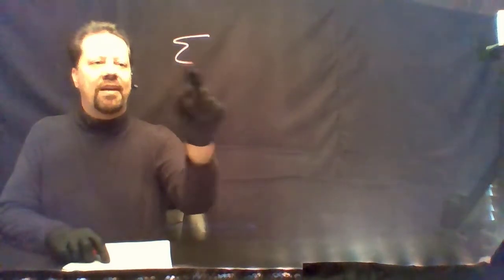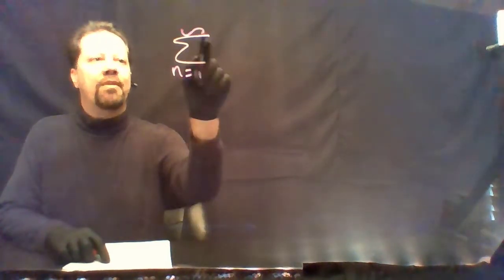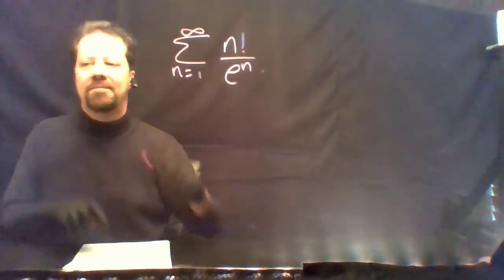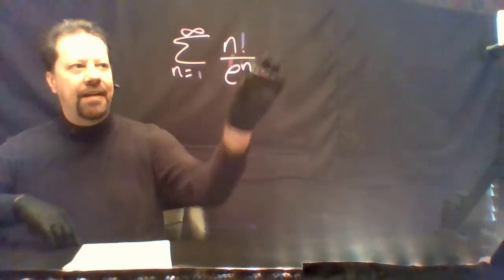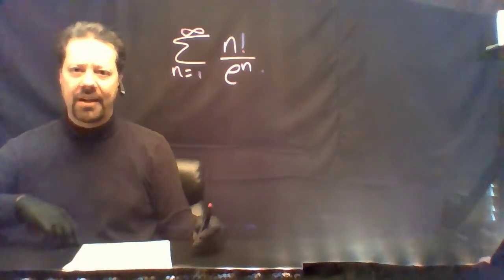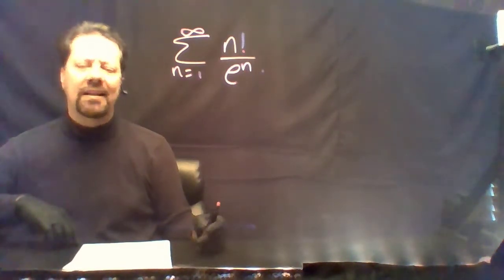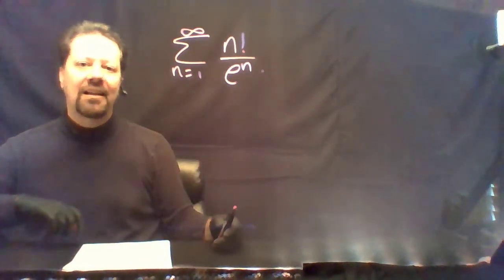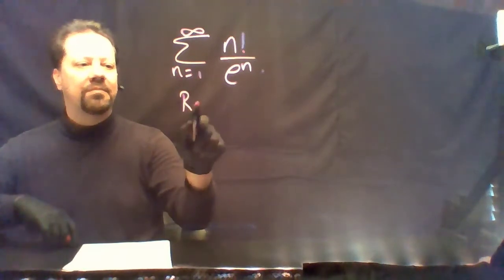On the next series, we have the sum as n goes from 1 to infinity of n factorial over e to the n. We know that factorial growth is greater than exponential growth, so you suspect that this series diverges. But we need to apply a test. Since we have a factorial, this is definitely a ratio test problem.